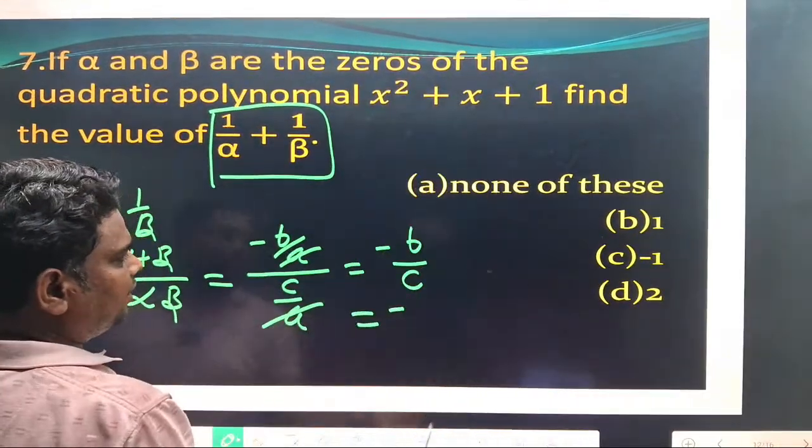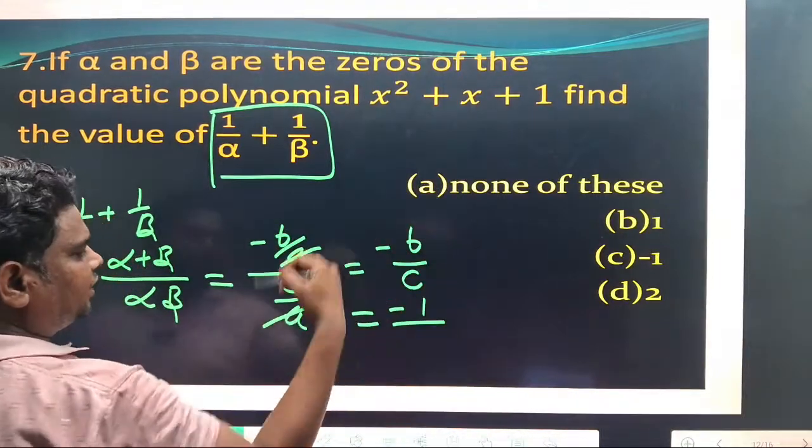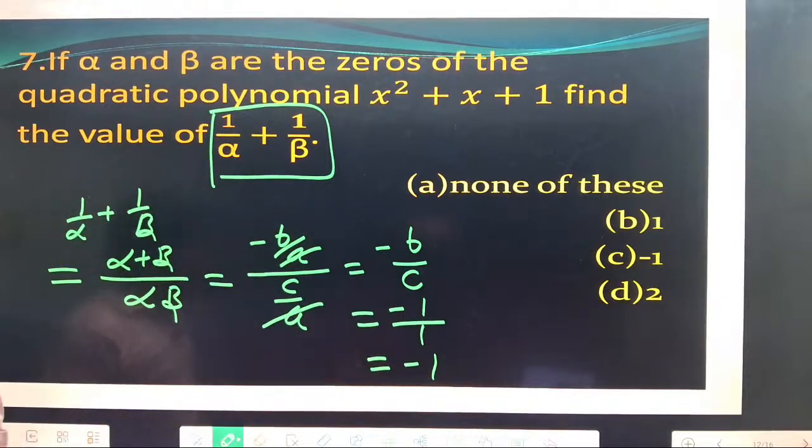What is the value of b? B is the coefficient of x, minus 1, and the constant term is 1. That is equal to minus 1.